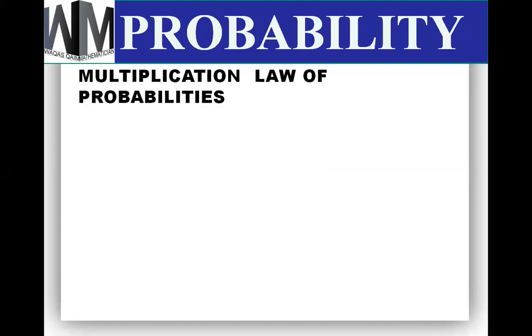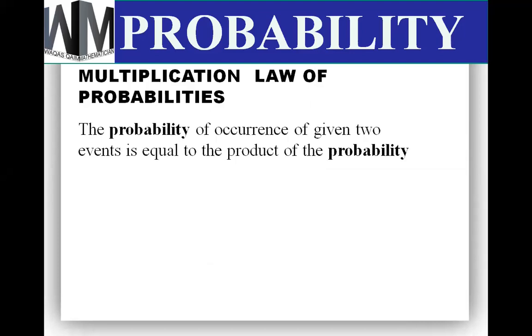Okay, now the multiplication law of probability. Yesterday we did the addition law. Now this time we are going to do the multiplication law. So the probability of two events together is equal to the product of the individual probabilities. For example, if we are writing the probability of A and B, both of these should happen, then it will be the product of the probability of A and the probability of B.